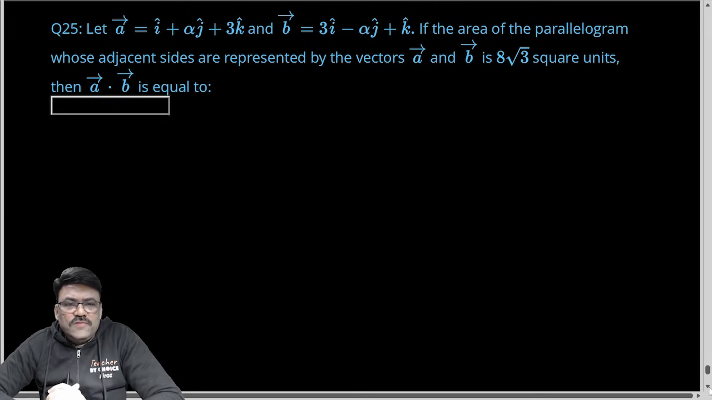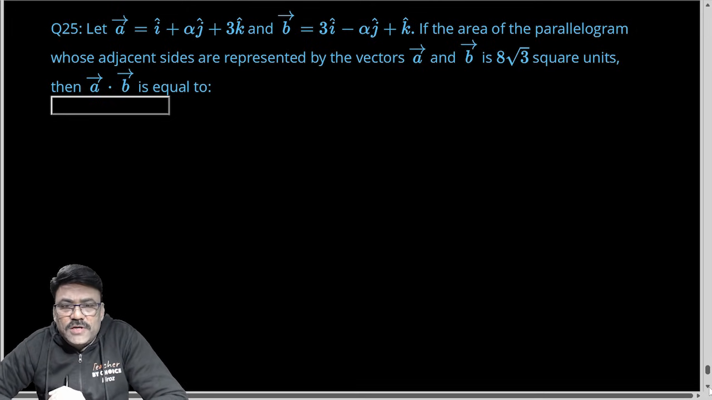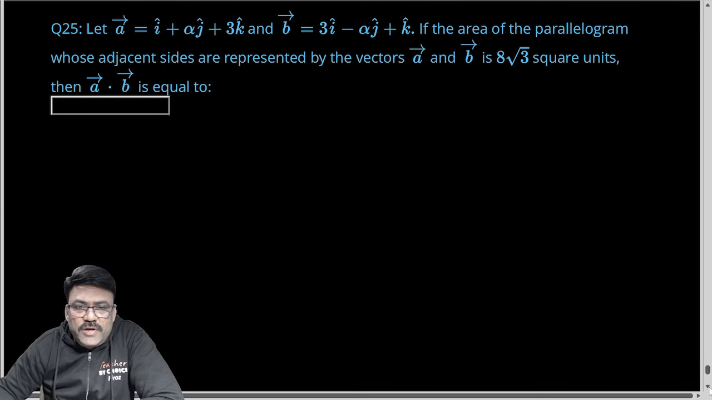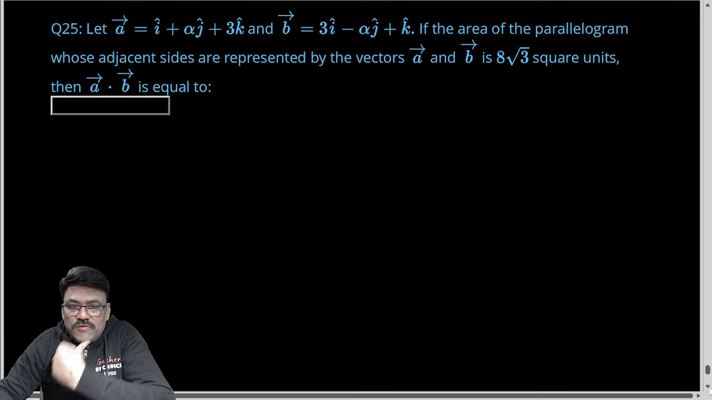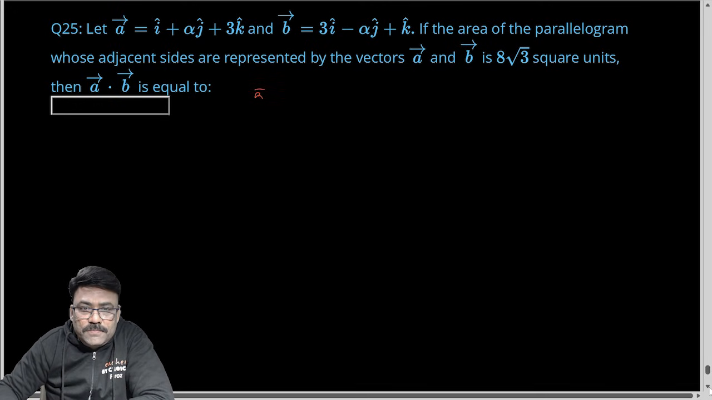Okay, see this question. This is from vectors. Two vectors A and B are given to you. The area of the parallelogram with adjacent sides represented by vectors A and B is 8√3. So what will be A dot B? The area of the parallelogram will be mod A cross B. So let's find A cross B first.